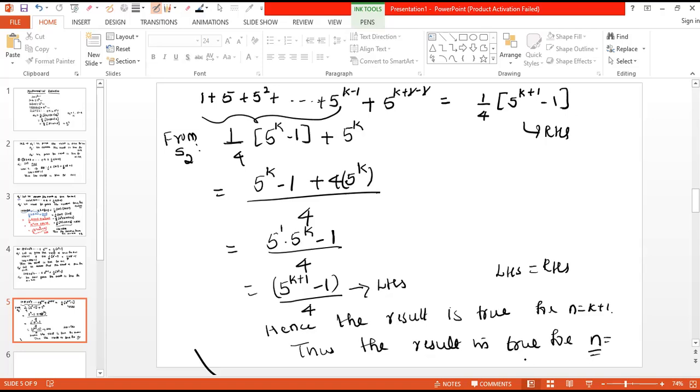Okay, so this is how we'll be proving by mathematical induction. This involves three steps. One is you're going to prove the result is true for n equal to the smallest value. In the example which we have taken, the smallest value is n equal to 1. Then you will assume that the result is true for n equal to k, and then you will prove the result is true for n equal to k plus 1. Finally, we should give a conclusion that the result is true for all the values of positive integers.